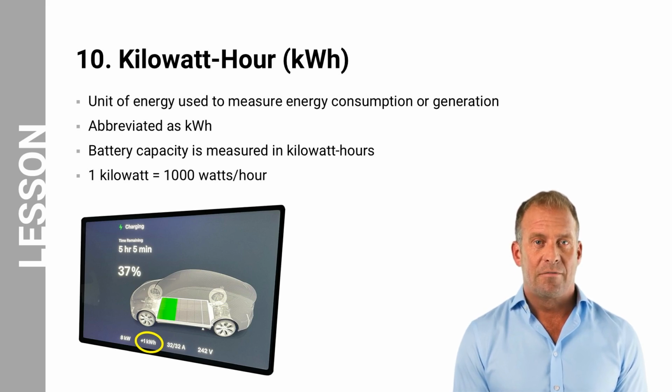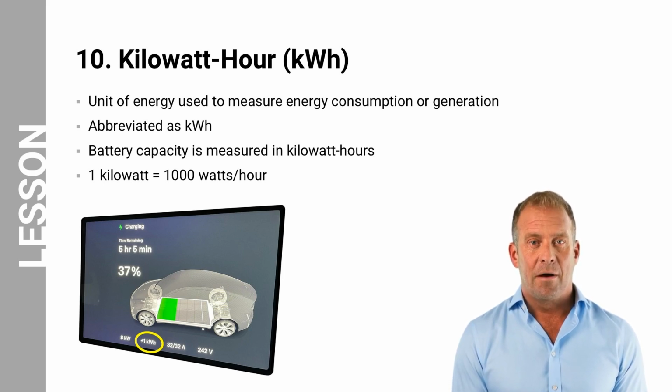Kilowatt hour is a unit of energy used to measure energy consumption or generation. In relation to EVs, kilowatt hour indicates the battery's capacity, illustrating the amount of energy it can store. A kilowatt, abbreviated as kW, is a unit of power equal to 1,000 watts, W. 1 kilowatt hour is the amount of energy used by a device that consumes 1,000 watts for 1 hour. For example, a 100-watt light bulb uses 100 watts of power per hour. So, if you leave it on for 10 hours, it will have used 1 kilowatt hour of energy.